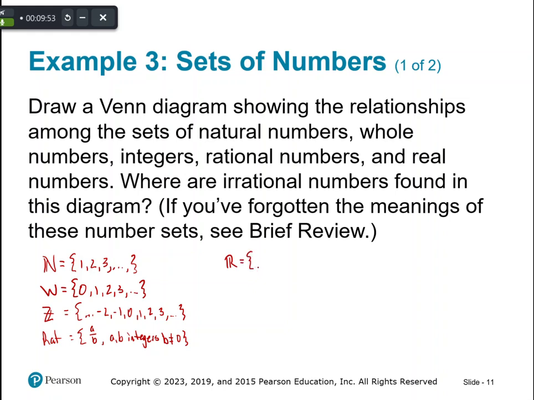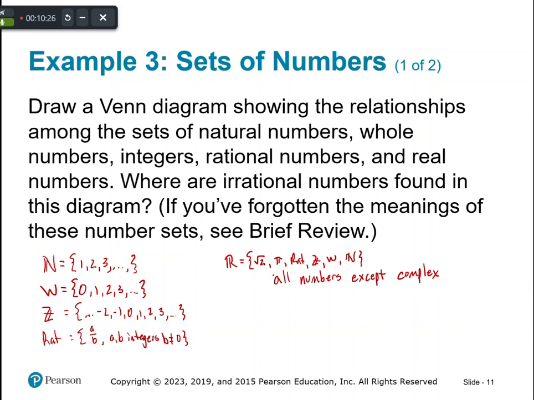Real numbers are, we got square root of 2, we got some pi, we have all the rational numbers, we have all the integers. We have all the whole numbers. We have all the natural numbers. We have all numbers you could think of, except complex. And real numbers. Okay, so that's what they are, so you don't have to go back and look at the brief review. All right, that's what our number sets are.